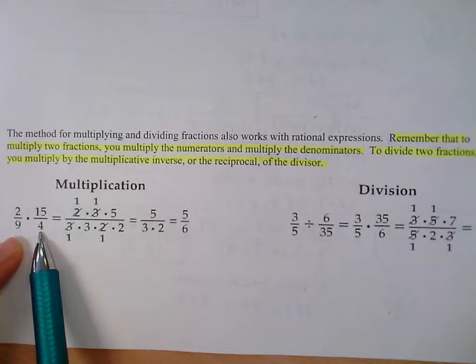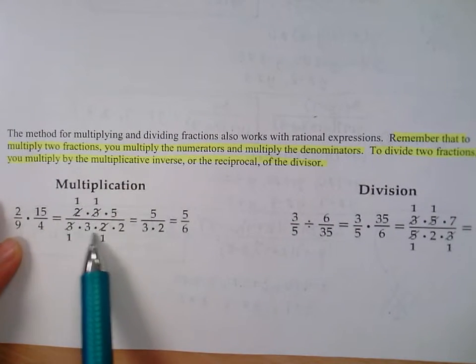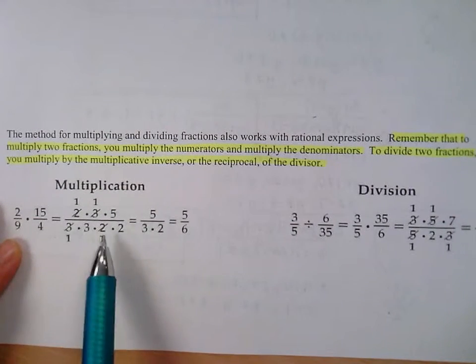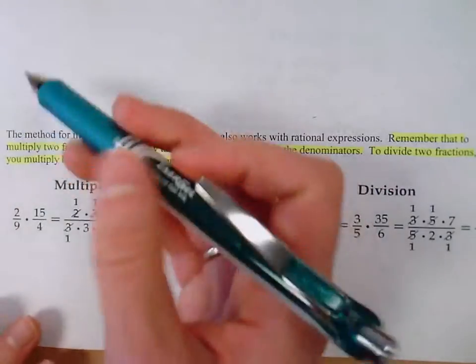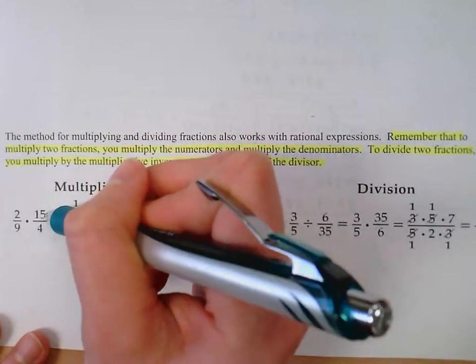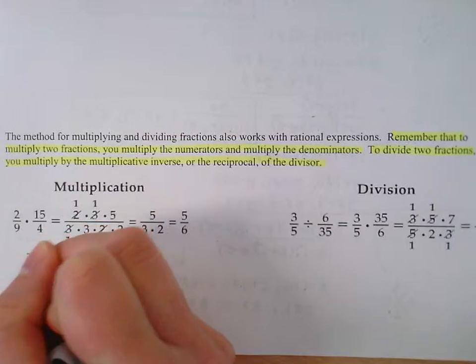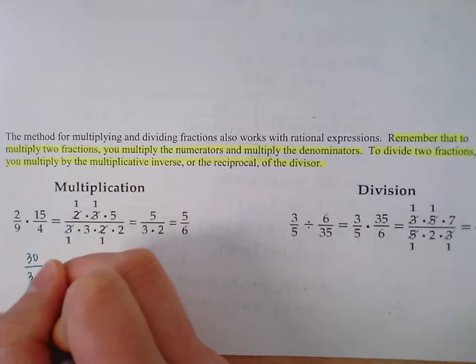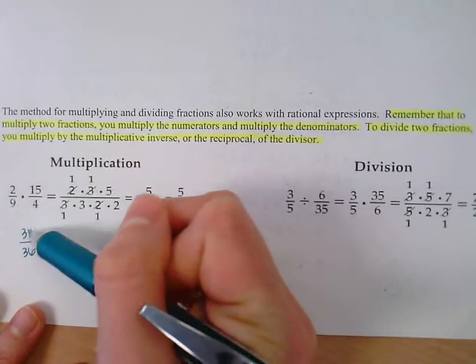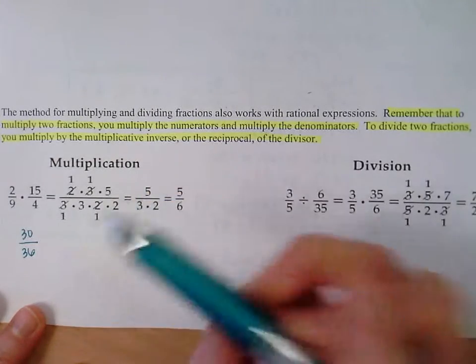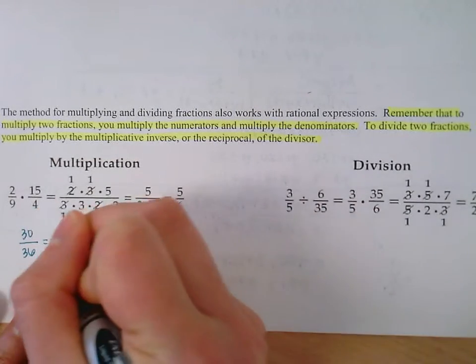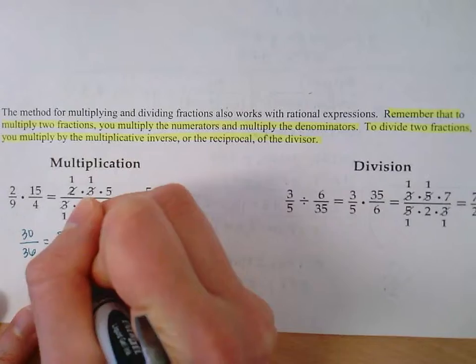So when I multiply fractions, again, you might not actually write out all these steps in terms of factoring the numbers. What you'd probably do is either multiply the 2 by 15 to get 30, and then the 9 times 4 to get 36, and then you'd simplify 30 over 36. You can divide them both by 6 to get 5 over 6.